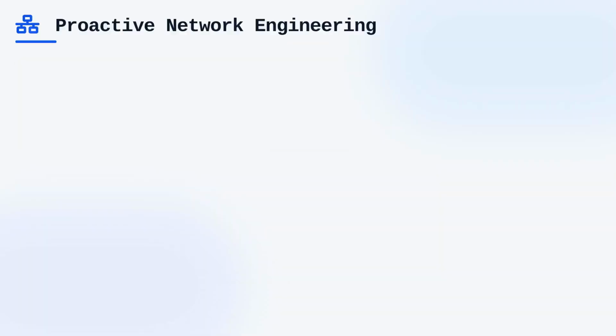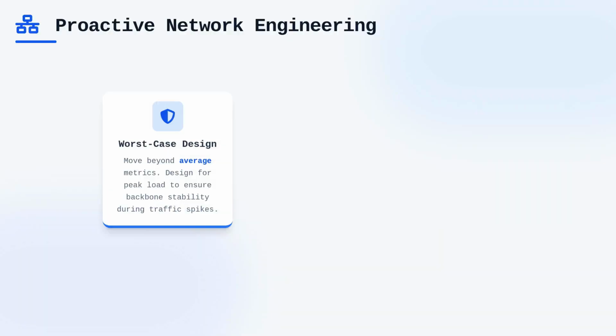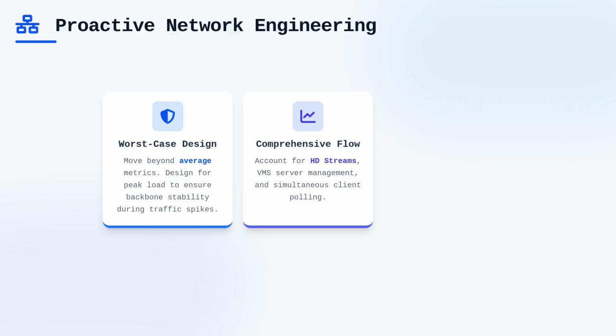Proactive network engineering means that you are designing for the worst-case scenario rather than the average, ensuring that your backbone remains stable during busy periods. Even if an office environment has a theoretical capacity of 1 gigabit, the sustained throughput of high-definition video streams can quickly consume that headroom. You need to account for not just the cameras, but also the management traffic from VMS servers and client viewing stations that pull devices simultaneously.